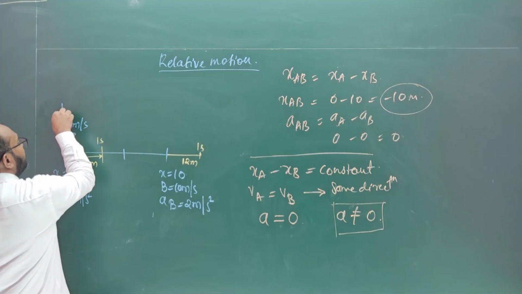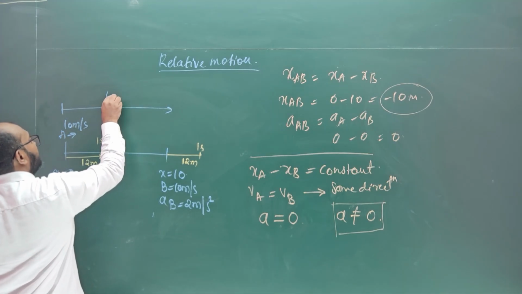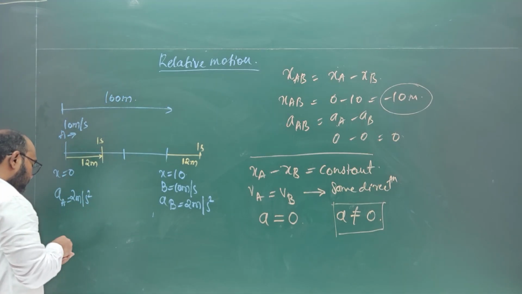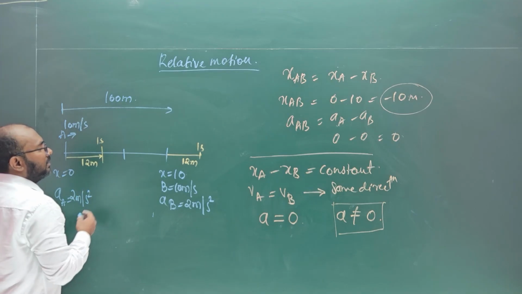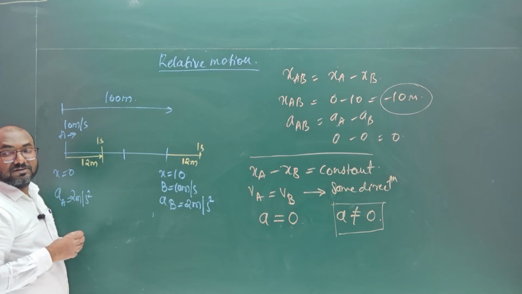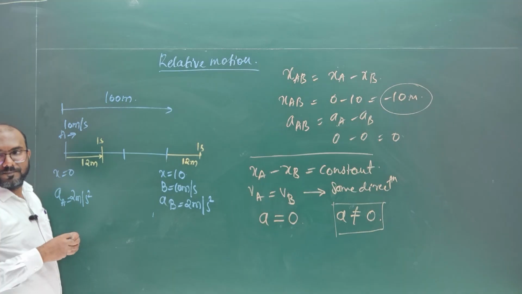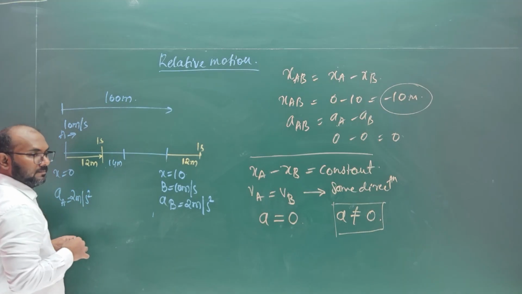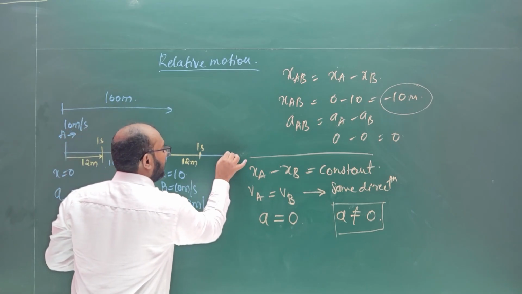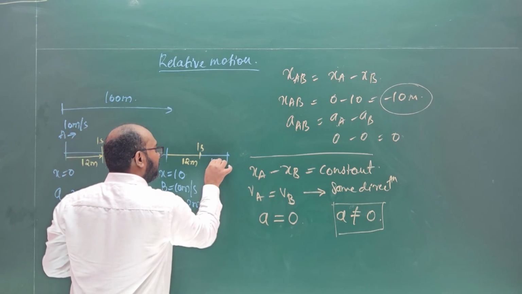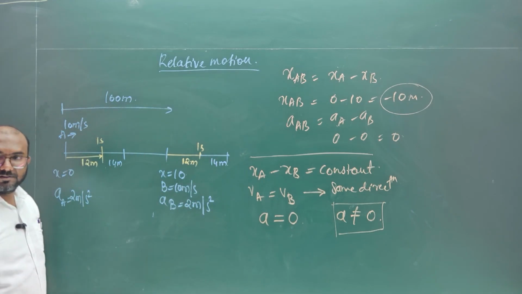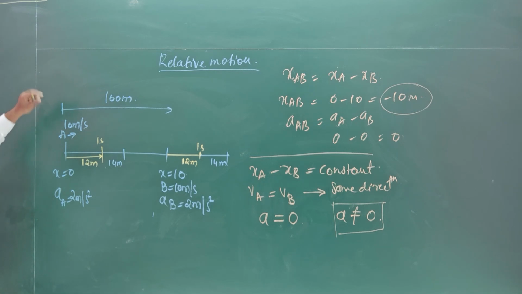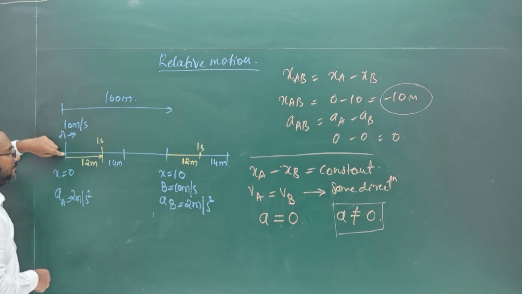let the initial distance of separation be 100 meters. Now, how much will the body travel in the next second? What is the velocity now? 14 meters per second. So it will travel 14 meters in 1 second. Similarly, can I say that body B also travels 14 meters? Yes or no? Okay.